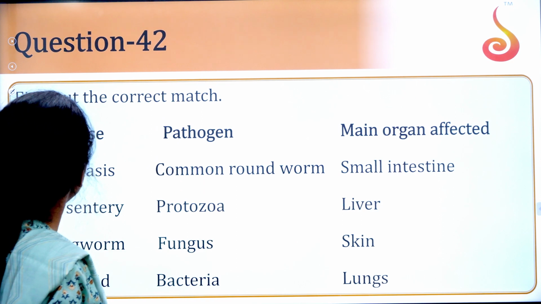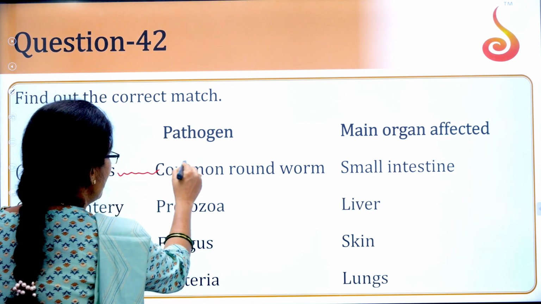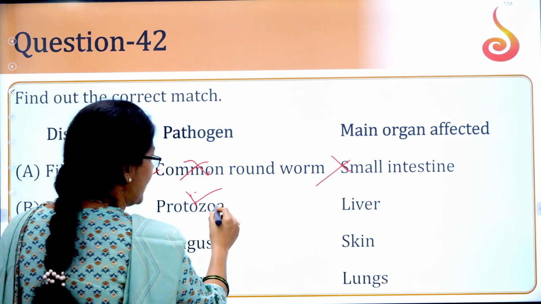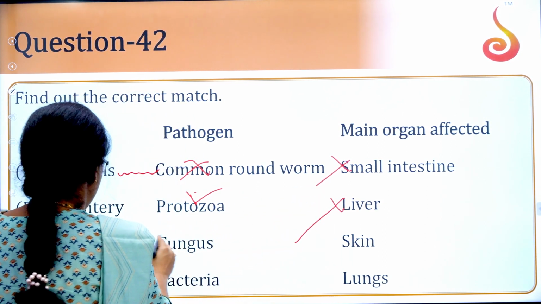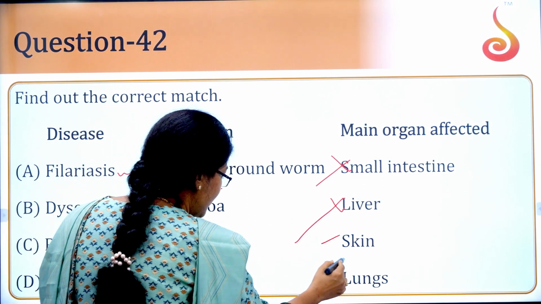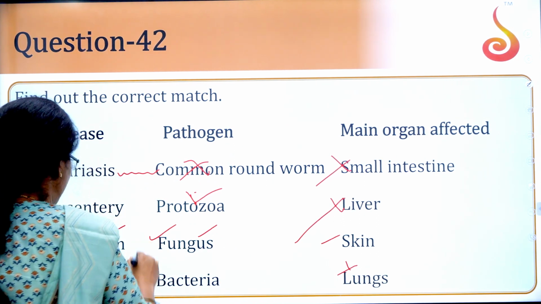Fine. 42nd. Find out the correct match. Filariasis, wrong. Dysentery, protozoa, right, but then it is wrong. Intestine. Ringworm, fungus, skin, correct. Typhoid, and here it is going to be wrong. So option C is the correct answer.